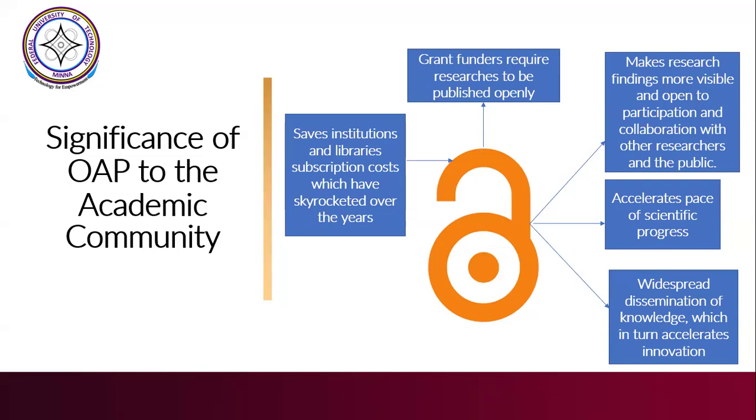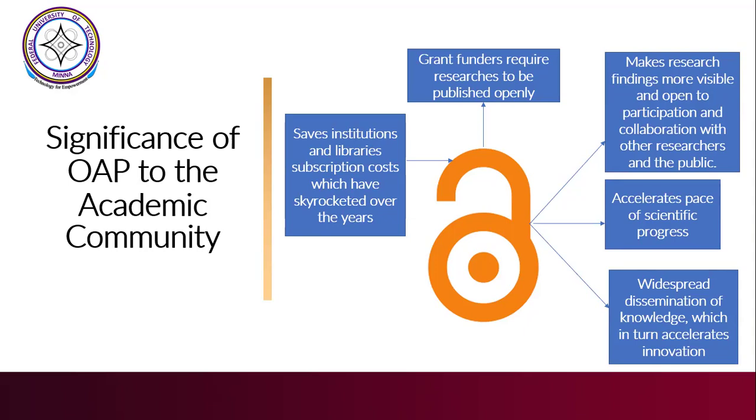So open access publishing is also a requirement for grant funders. You know, when you have a funder that is funding you, you get a research grant. Part of the requirement is that at the end of the research or whatever project it is you're doing, you are able to publish the results openly. So it's also significant to that.